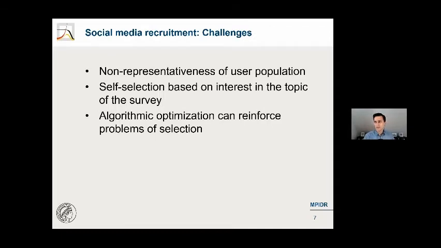So even if these platforms have wide reach, the user population often is not completely representative of the overall general population. And there's a second issue that is general for surveys, but it is often highlighted also in the context of online surveys: we face issues of self-selection based on interest in the topic of the survey. Because we cannot force people to participate in a survey, which is a good thing, but still this creates the problem that we somehow need to motivate people to participate in a survey.